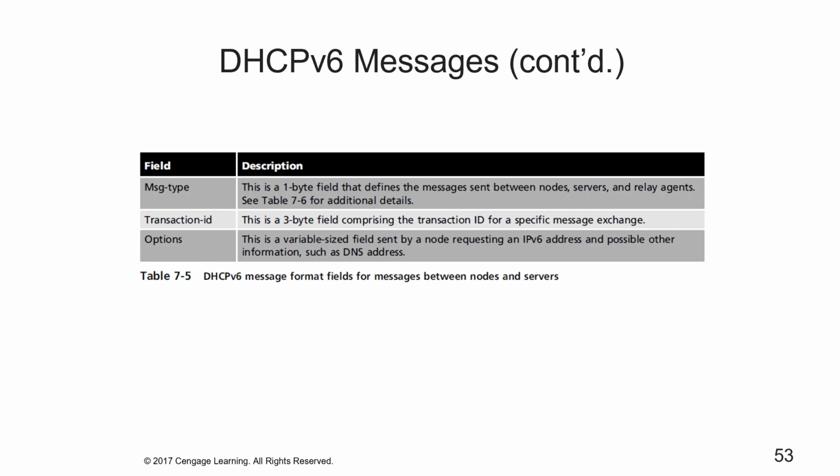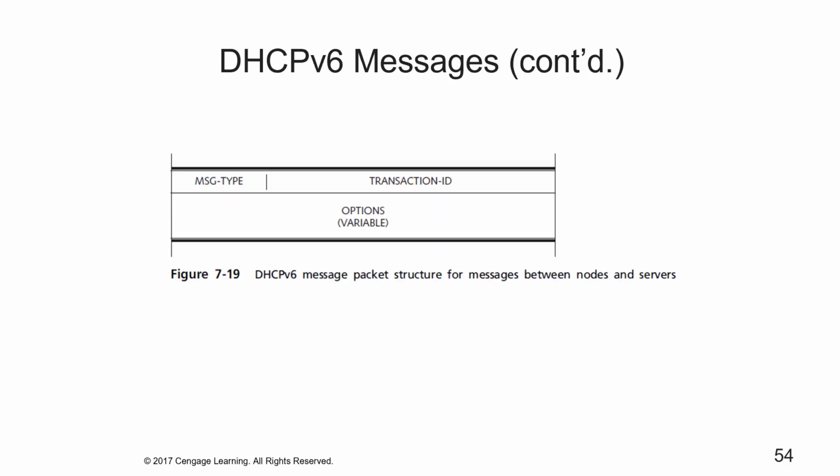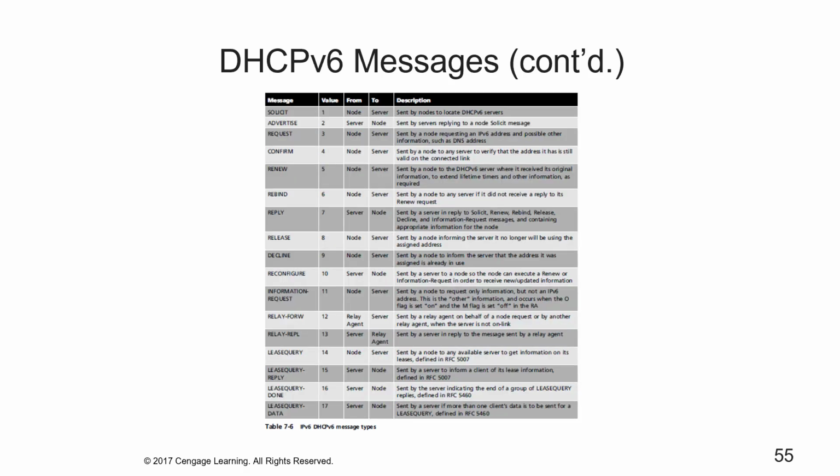Here are the DHCPv6 message format fields for messages between nodes and servers. Here is an example of the DHCPv6 message packet structure for messages between nodes and servers. When I said there were numerous message types in DHCPv6, here are the numerous message types for DHCPv6.